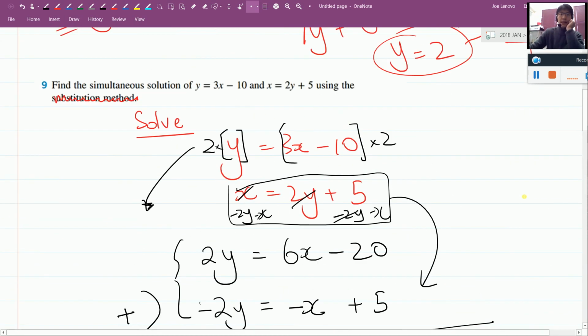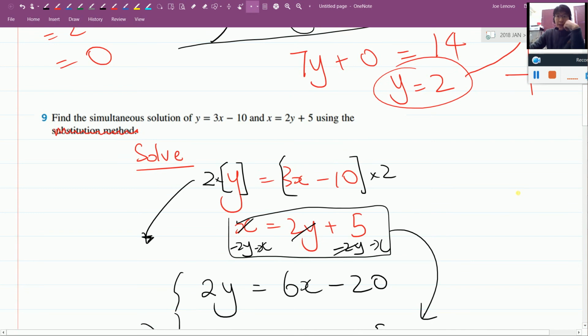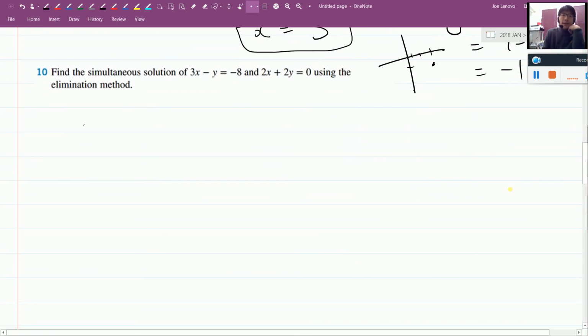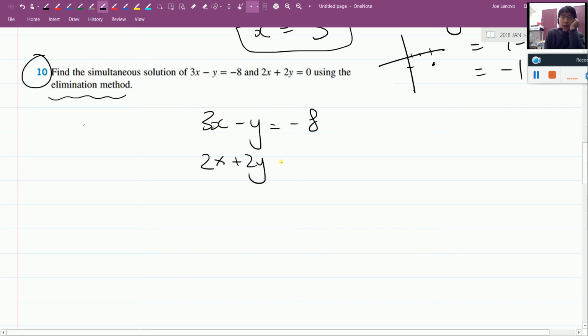Okay, so that's another question, question 9. Let's finish today with question 10, which is 3x minus y equals negative 8 and 2x plus 2y equals 0. The elimination method means subtractions. So let's say 3x minus y equals negative 8, 2x plus 2y equals 0. Let's do subtractions as they say.